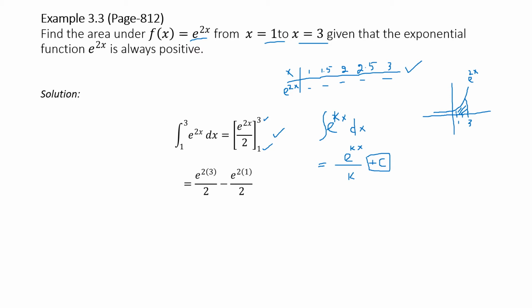Well, plug in values one time for the upper limit, then for the lower, and a subtraction symbol between these two terms. Yeah, and it comes to 198 square units. Okay.